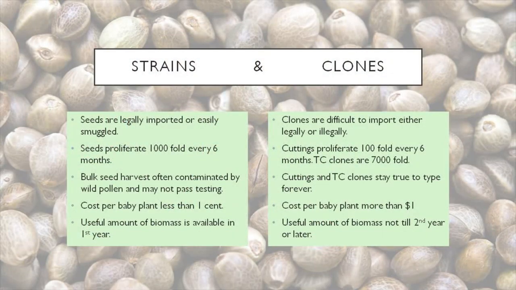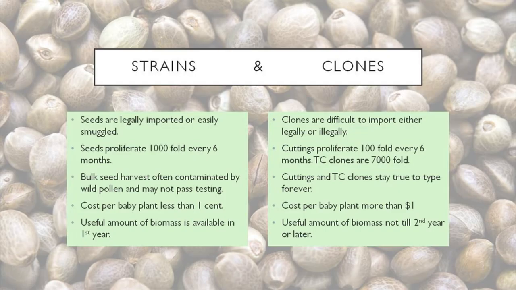Seeds proliferate about 1,000-fold per every 6 months. It sort of depends on the size of the plant and the strain. But if you can get 1,000 seeds out of a plant, then you're doing well. Cuttings proliferate about 100-fold every 6 months, if you keep on taking cuttings and keep them at ideal conditions. However, if you run it in tissue culture, you can get about 7,000 in 6 months.